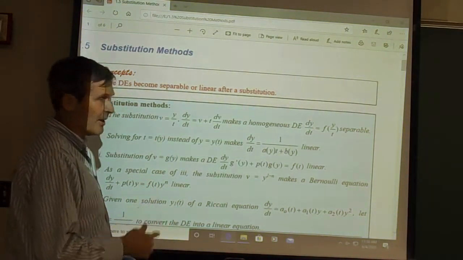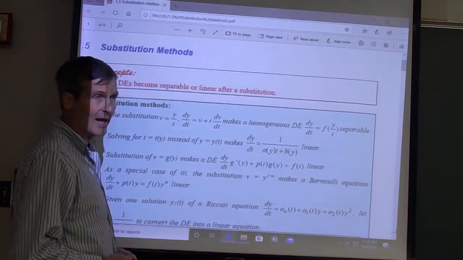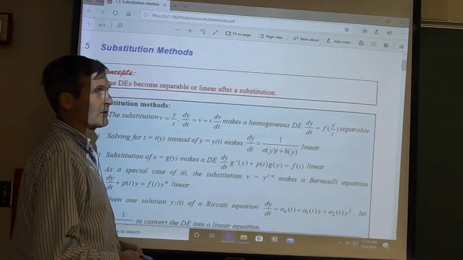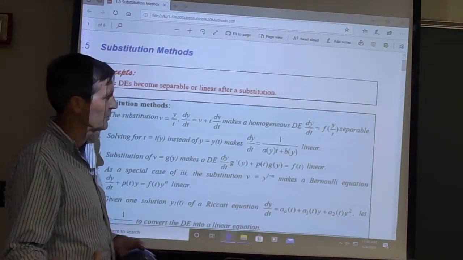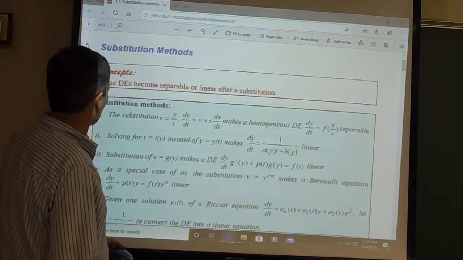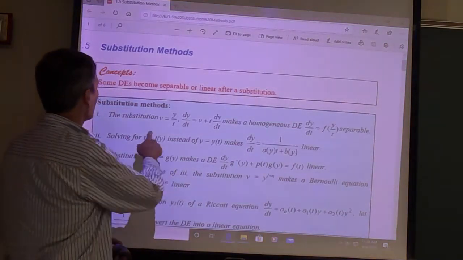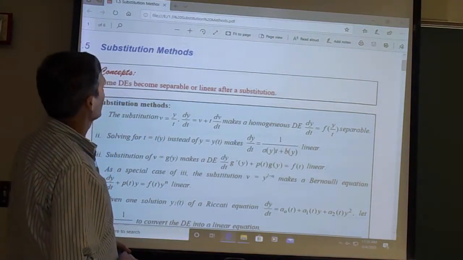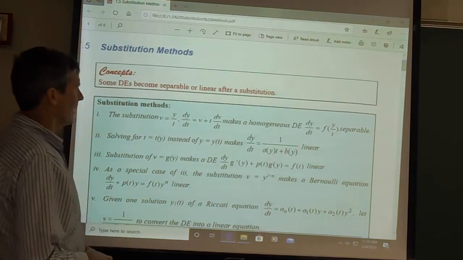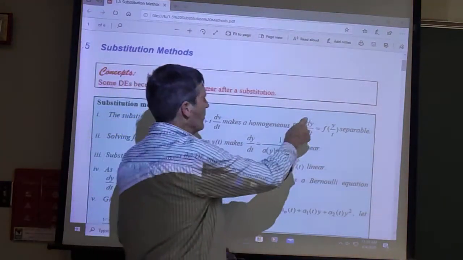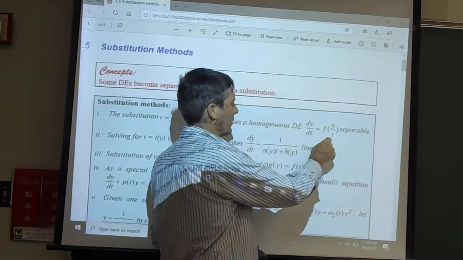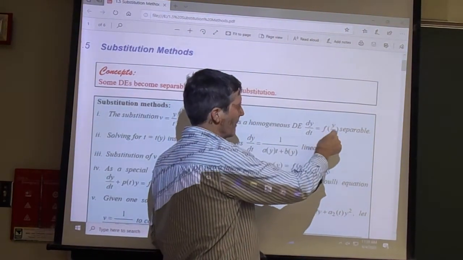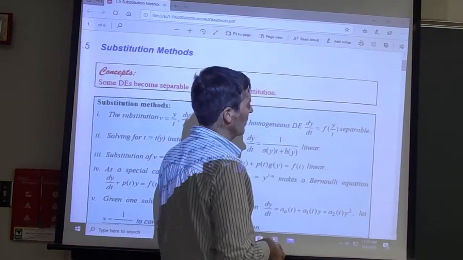Here are some other methods, and a lot of the other methods actually tend to be just clever substitution methods to reduce to one of those other methods, separation of variables or a linear equation. Right? So here's one of them. Suppose I have a differential equation that looks like this. dy/dt is a function of y over t only.